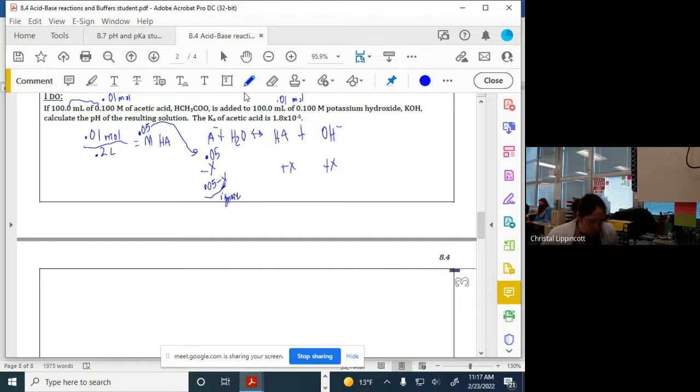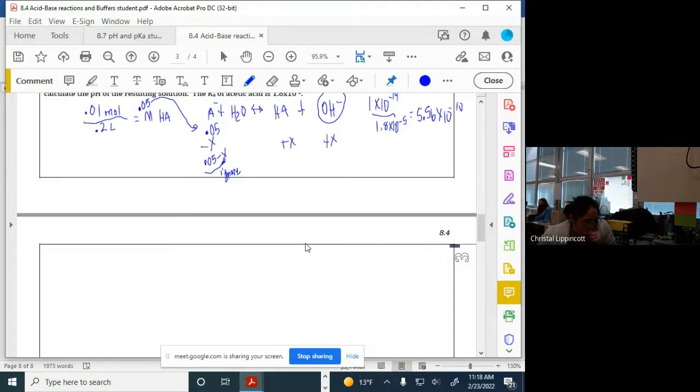Okay. Now, this guy is OH minus, so we need to find KB. We have KA, we need KB. So 1 times 10 to the minus 14 divided by 1.8 times 10 to the minus 5. That gives me a KB value of 5.56 times 10 to the minus 10. Okay.